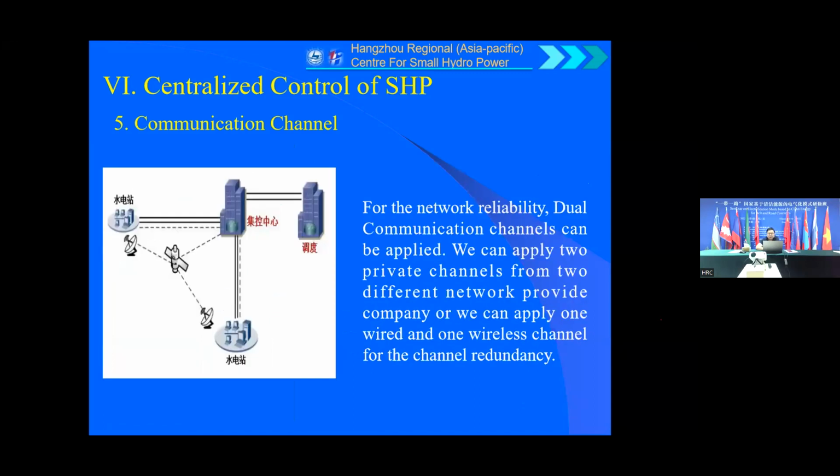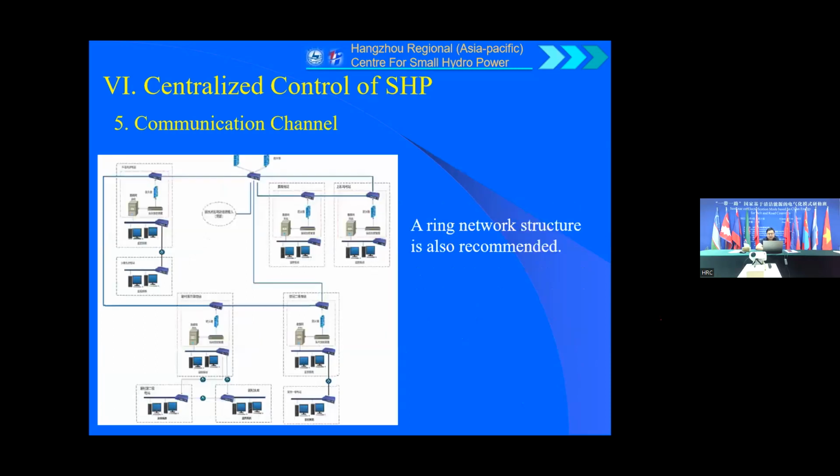For network reliability, two communication channels can be applied. We can apply two private channels from two different network providers, two ISPs, or we can apply one wired and one wireless channel for the communication. We can use the wireless channel for redundancy. Sometimes we can use a ring network structure for the communication. For example, the cable will connect site 1 to site 2 and site 3, and then back to the control center.